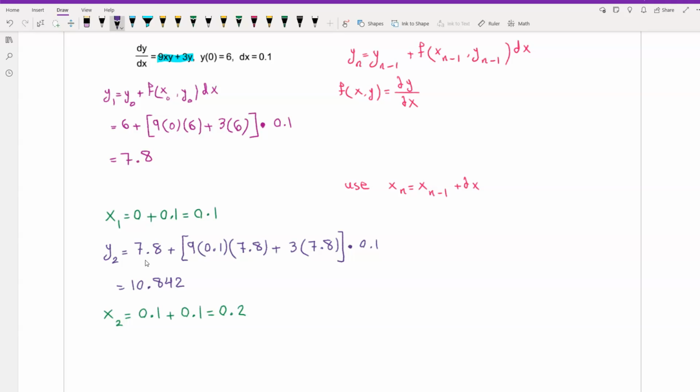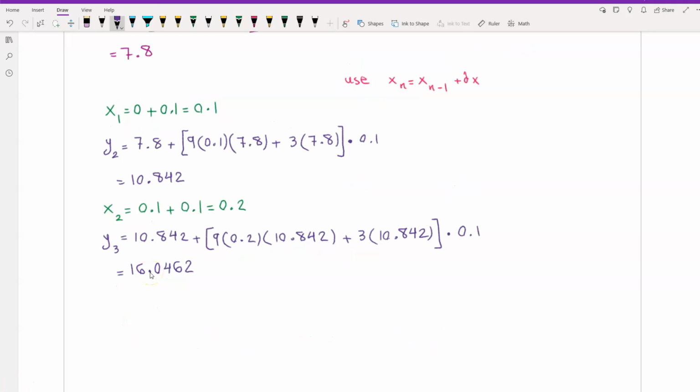Now find y3, which is equal to y2. So it's 10.842 plus 9 times x2 y2, where x2 is 0.2 and y2 is 10.842, then plus 3 times y2, times dx. So y3 is equal to 16.0462.